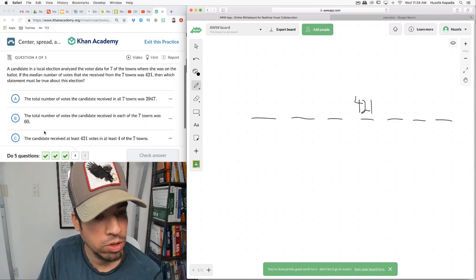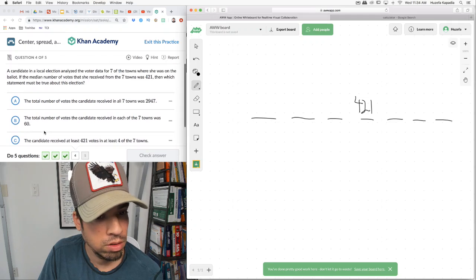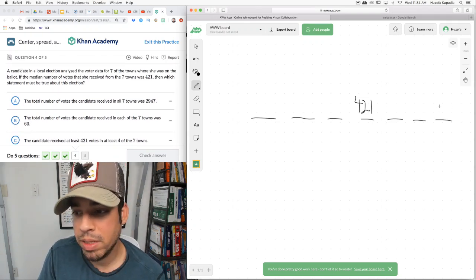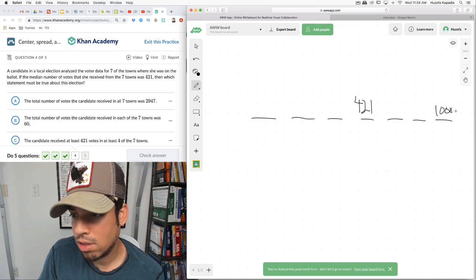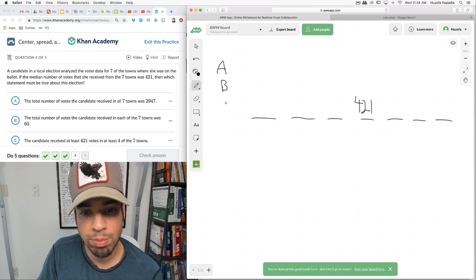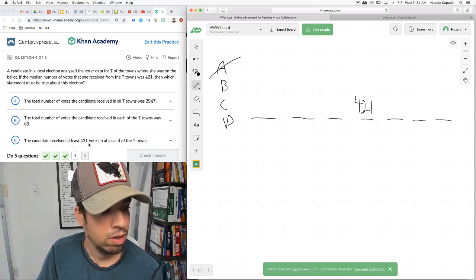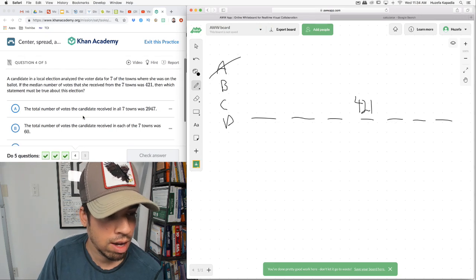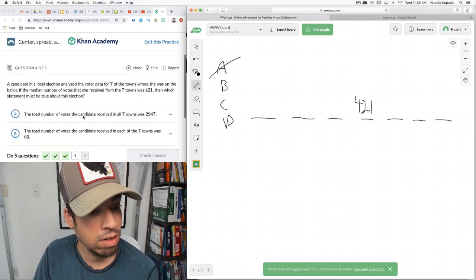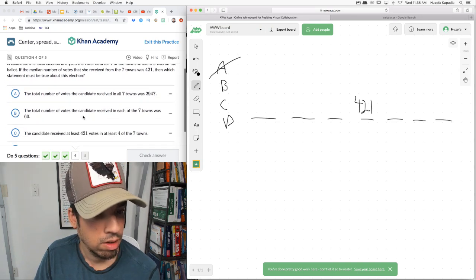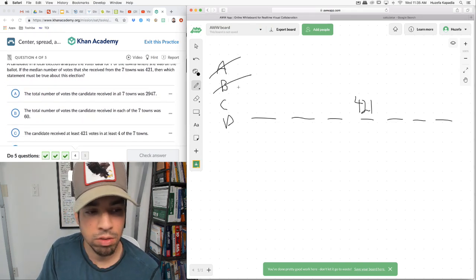The total number of votes she received in all. No, that doesn't have to be true. The median could mean nothing. Like she could have gotten 10,000 in this last one. So A definitely doesn't have to be true. And always beware of that must be, right? The total number of votes the candidate received in each of the towns was 60. That obviously makes no sense because I don't even know where they got 60 from. That's really weird. No.